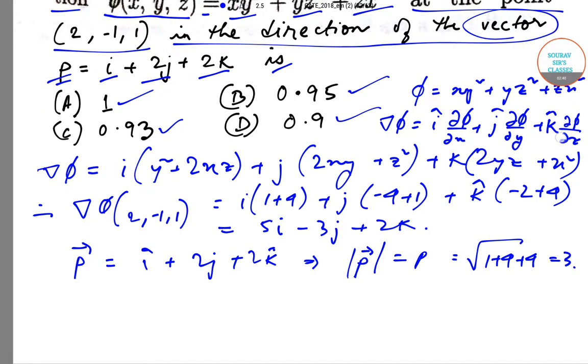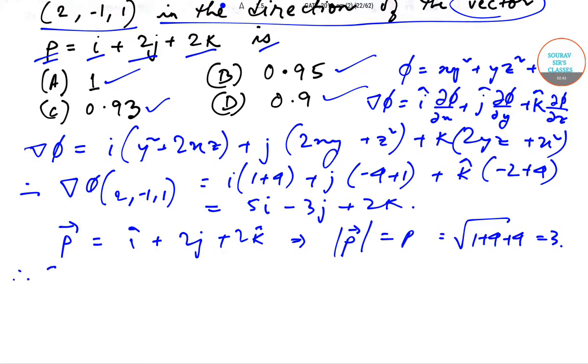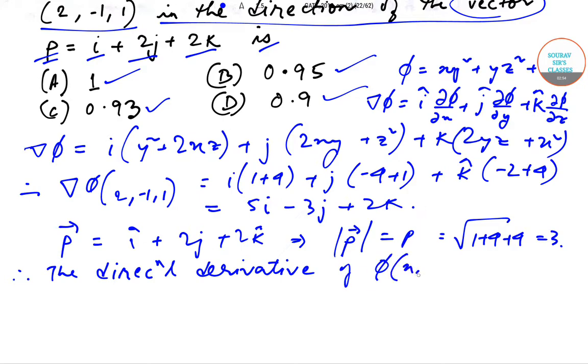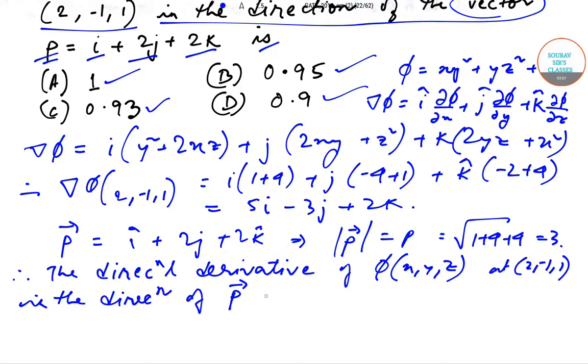So therefore the directional derivative of phi xyz at the point 2, -1 and 1 in the direction of p is given by the gradient of phi at the point dotted with p vector by magnitude of p.